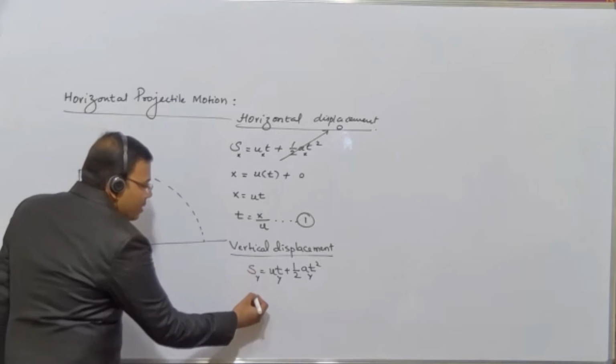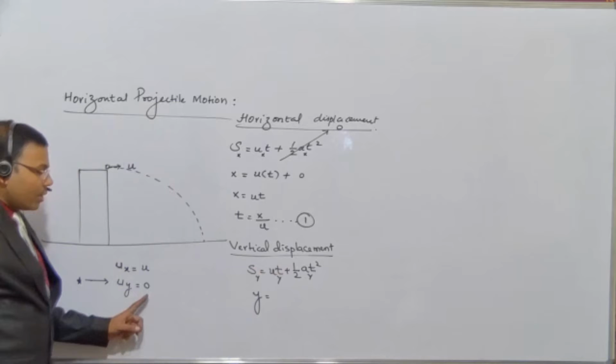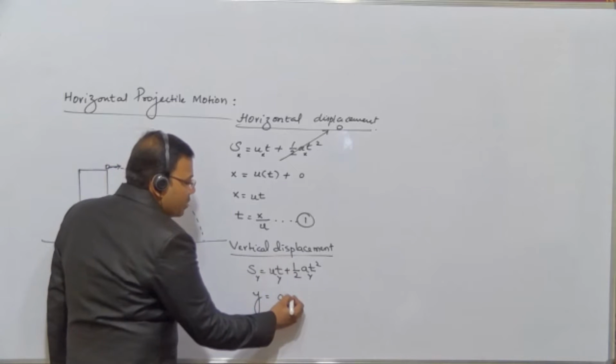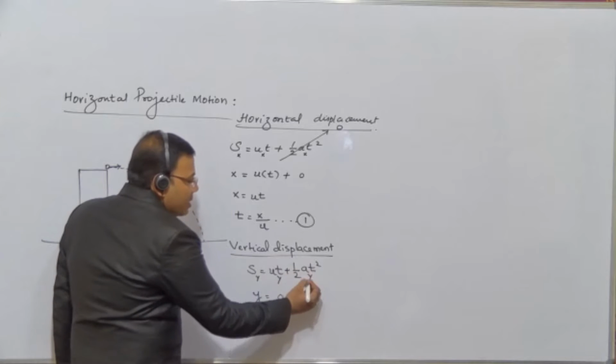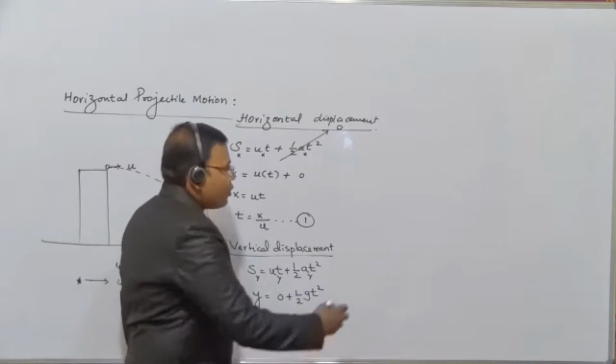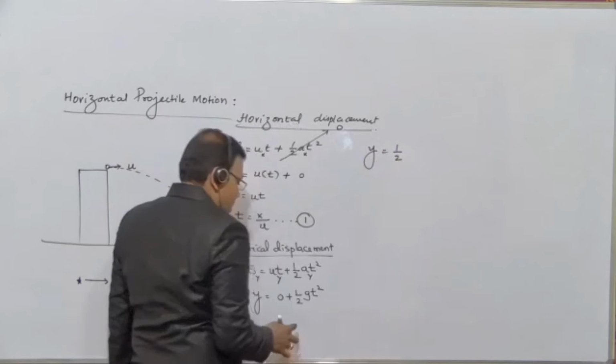So what is Sy? Suppose it is y. And what is this uy? It is 0. So this term will become 0. We have to write 0 plus half, and this ay is the acceleration due to gravity, and this is t square. So students, if you see, y is equal to half g t square.